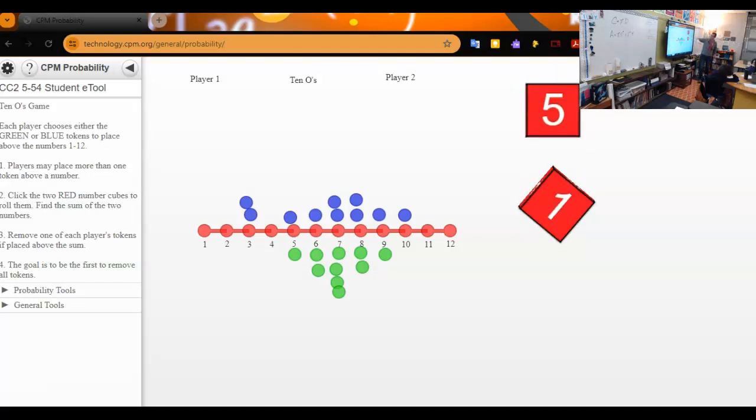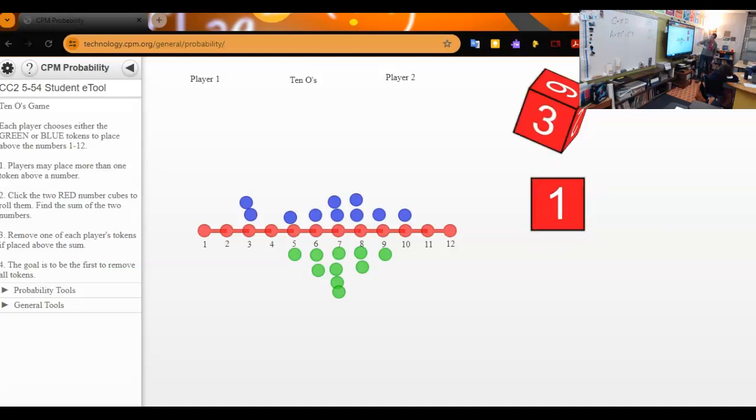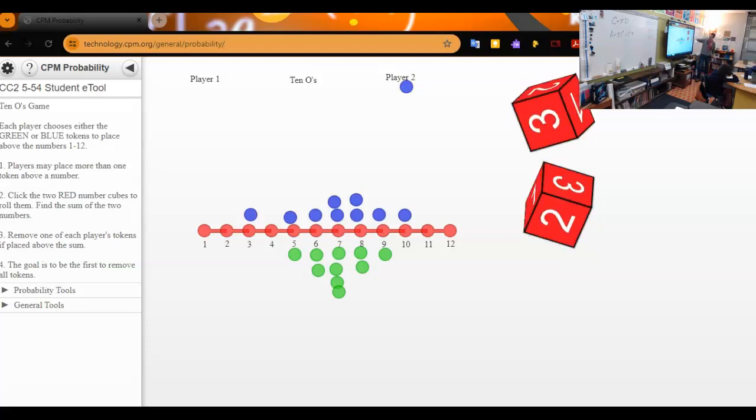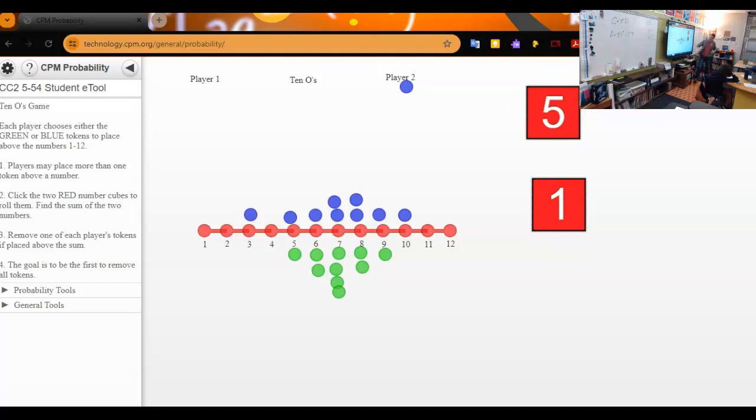All right, let's try this. You guys could write down the results if you want to as we go. 5 and 6. What is that? 11. Do either of us win on that one? Nope. 2 and 2. Okay. Either of us win on that one? Nope. 2 and 1. 3. Ooh, you guys got me on that. But 3 and 1, nobody gets 4. 5 and 6. 11. Ooh, so we both get to clear one off. Let's go. 3 and 6. 9. So we both get to clear one off, right? 1 and 1.